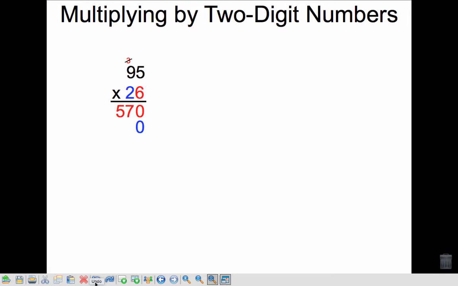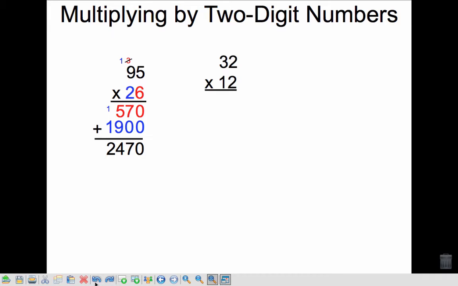So 2 times 5 is 10. Which is 0, and I carry my 1. 2 times 9 is 18, plus 1 is 19. And I'm going to add that all together. 0 plus 0 plus 0 is 0. 7 plus 0 is 7. 5 plus 9 is 14. Carry my 1. 1 plus 1 is 2.